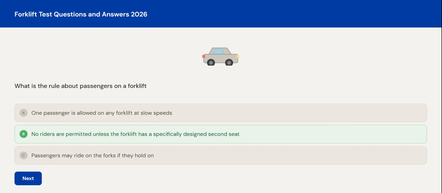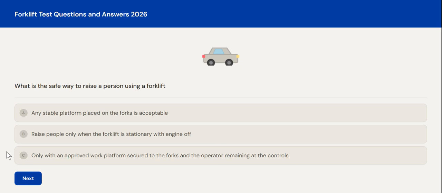Continuing. What is the safe way to raise a person using a forklift? Only with an approved work platform secured to the forks, and the operator remaining at the controls. The approved platform is the only acceptable method. Sitting on the forks or standing on a pallet is never acceptable under any circumstances.